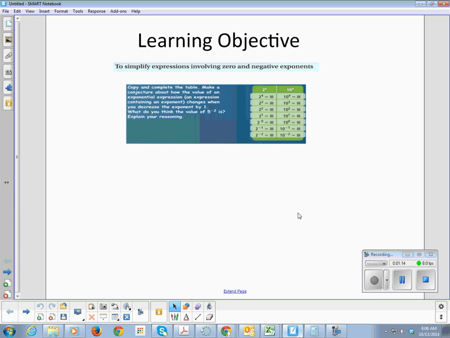Okay. So this is 7-1. So on your paper, write 7-1, just like I have. Let's get the title so that you don't get docked points. Zero and negative exponents.